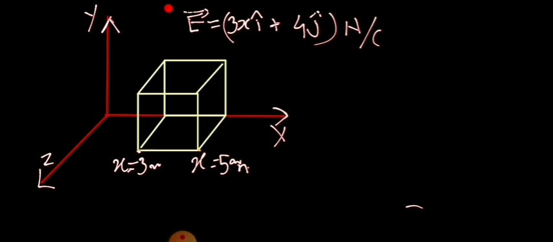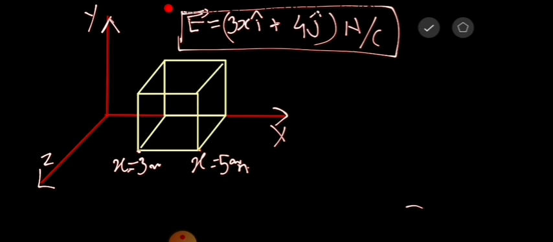3x i cap plus 4 j cap Newton per coulomb. This is my electric field in this region. So definitely the electric field is in the xy plane. But we have to calculate the flux due to this electric field passing through this surface.